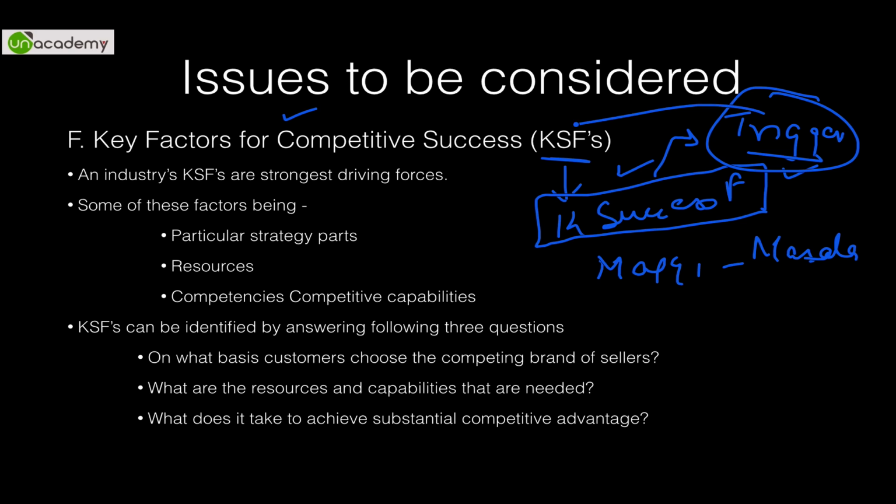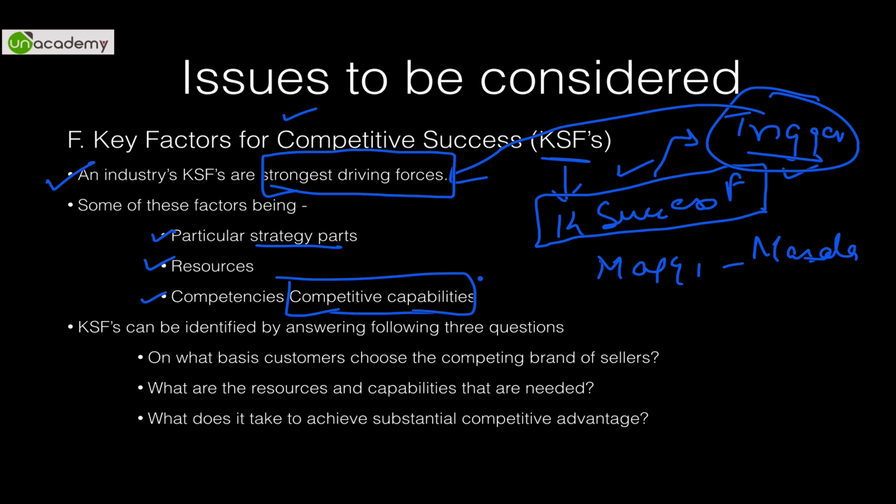As we discussed, a trigger is a driving force. So an industry's KSFs are the strongest driving forces. These may be particular strategy paths, any particular resource or competencies, the competitive capabilities of the industry. These things can be understood by understanding which factor is leading to our key success, not even general success, but key success. In order to identify that, we need to ask ourselves broadly three questions. The first question is, on what basis do customers choose between the competing brands of sellers?